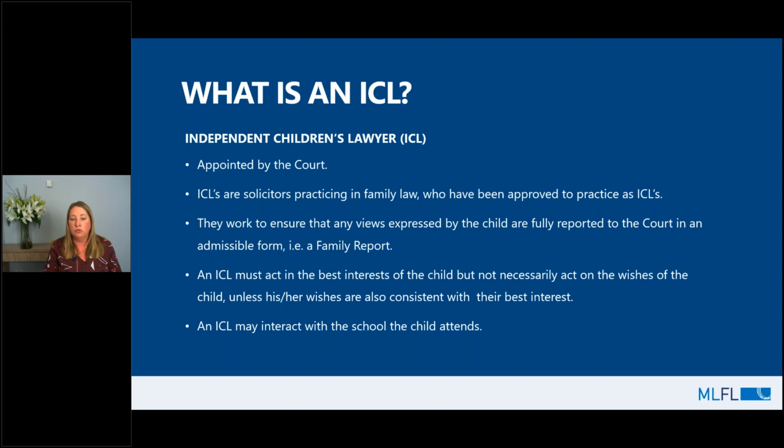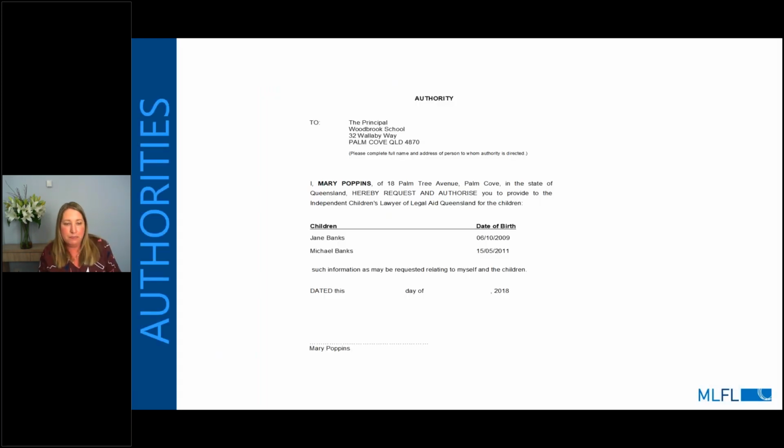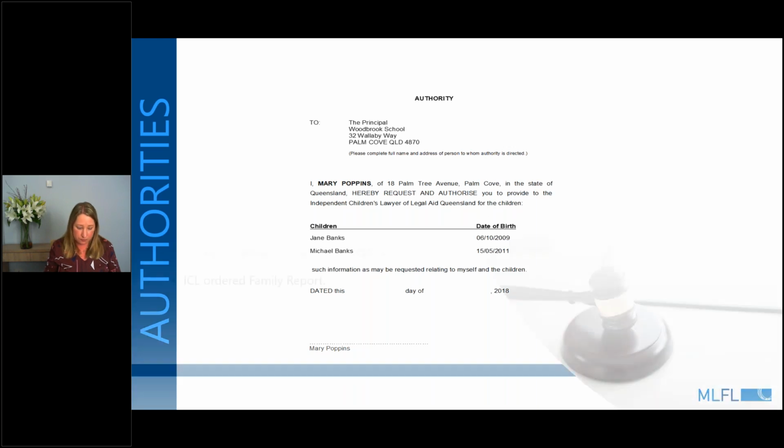lawyer may interact with your school, and they do that by issuing an authority to the parents. I can just look over these. They issue an authority to the parents to sign, which gives them authority to approach the school to obtain some information about a specific child, and that's what an authority might look like. And if you get one of those authorities, then that's a valid document, and the school should feel comfortable about providing information to the independent children's lawyer.